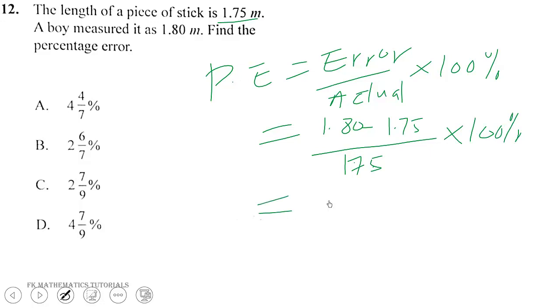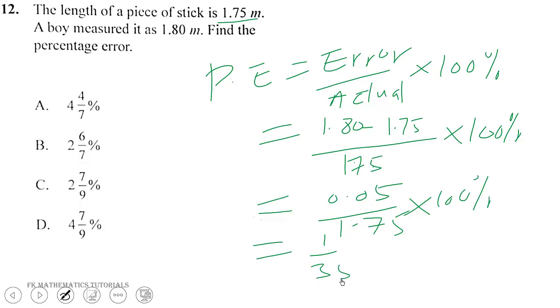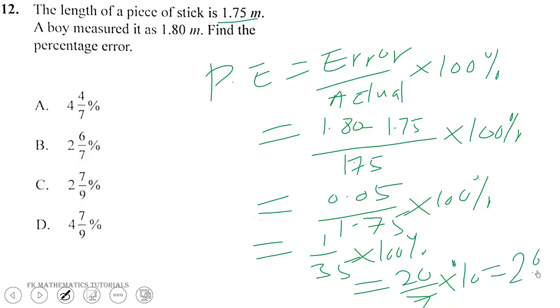Okay, so this will give us 0.05 over 1.75 times 100%. So that will give us 1 over 35 times 100%. So that will give us 20 over 7 times 100%. So 20 over 7%. And this is equal to 2 whole numbers 6 over 7%. The correct answer is B.